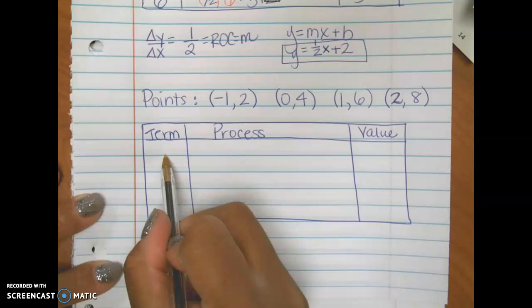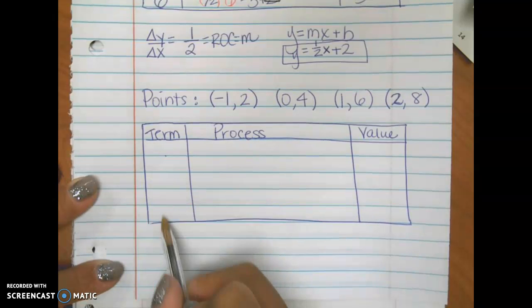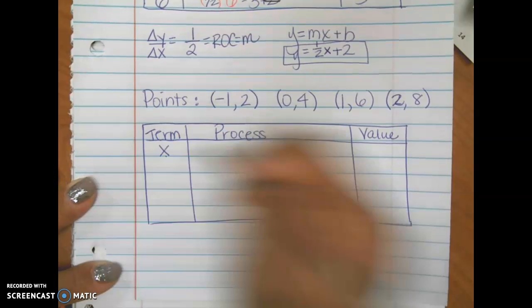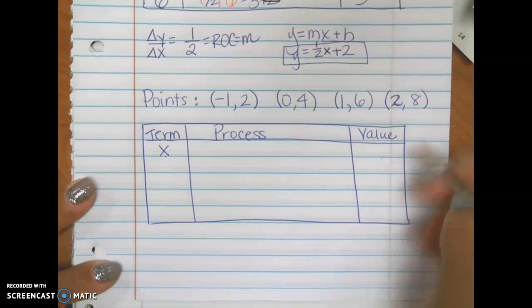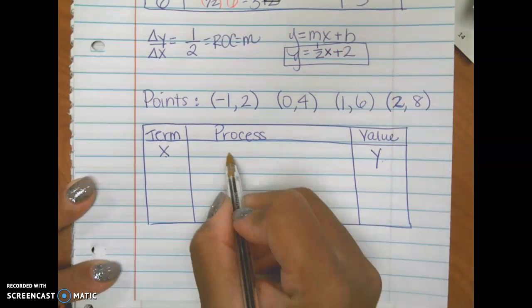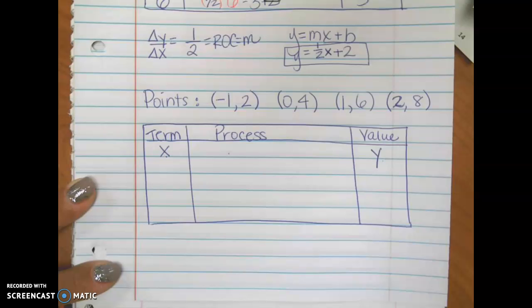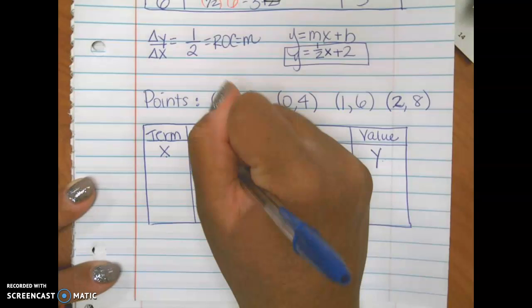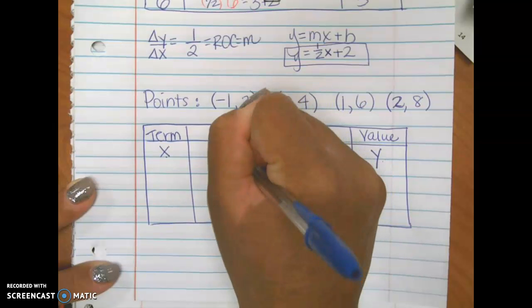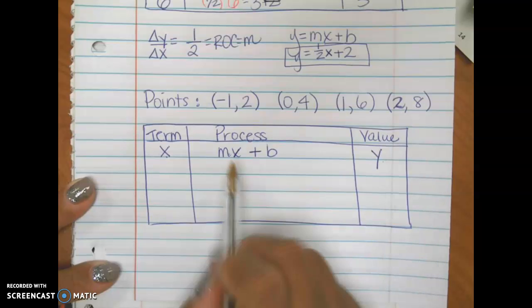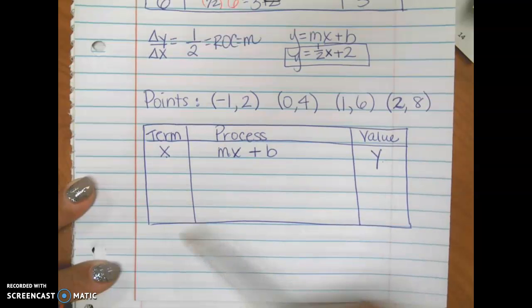So, what goes at the very top here? What values am I putting here? X. X comes first. What values am I putting over here? Y. What am I doing to the X? You are multiplying by M and then adding B.